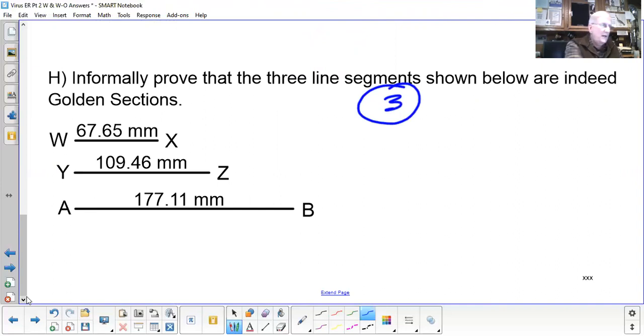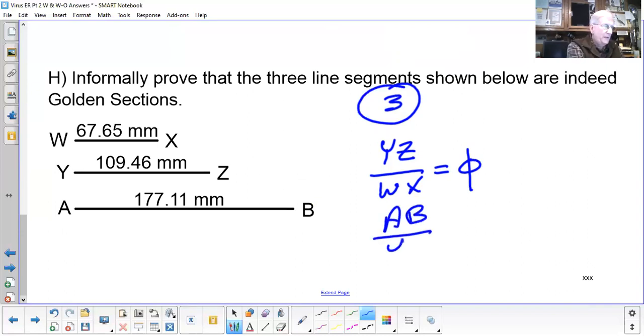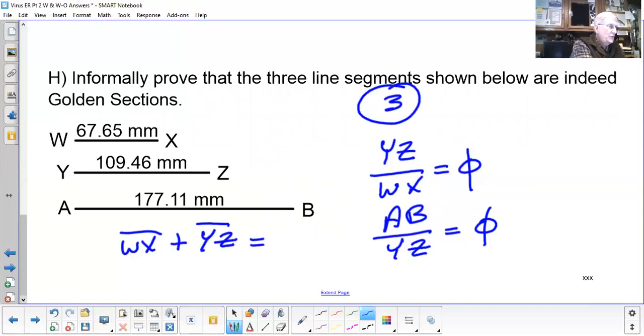One is that YZ here divided by the length WX has to give us phi, the golden ratio. Also, the longest segment, AB, divided by the middle length segment, YZ, has to also give us phi. And the third thing that has to be satisfied here is that if you take the length of WX, add to it the length of YZ, you should get the length of AB.